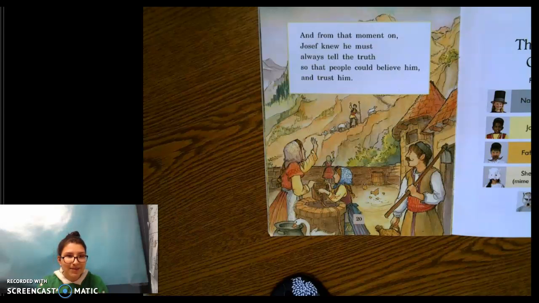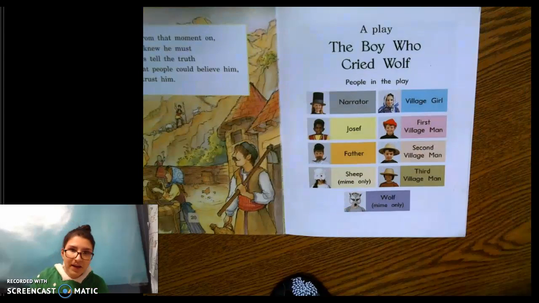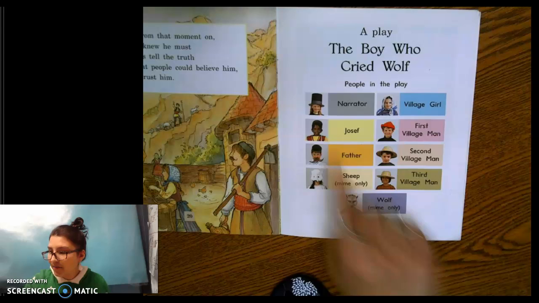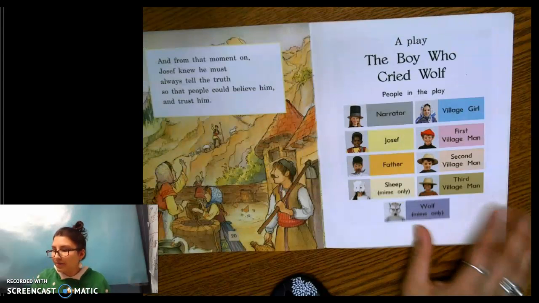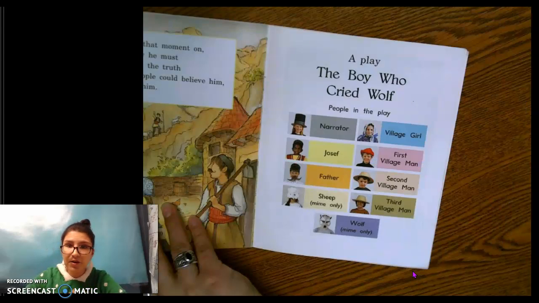All right, so that was a little play. I was playing all the characters from this play. So let's go ahead and talk about how many characters we noticed. Or we can actually just look right here.